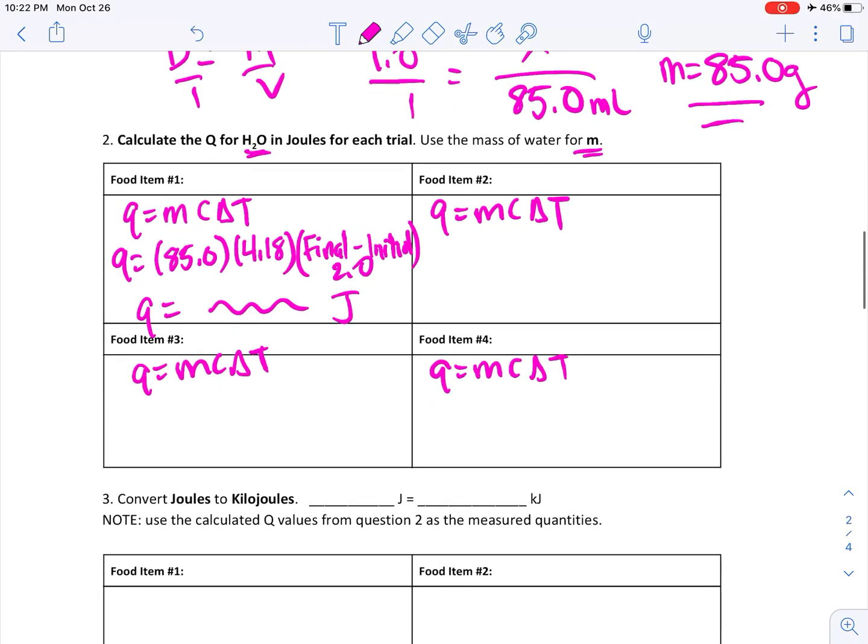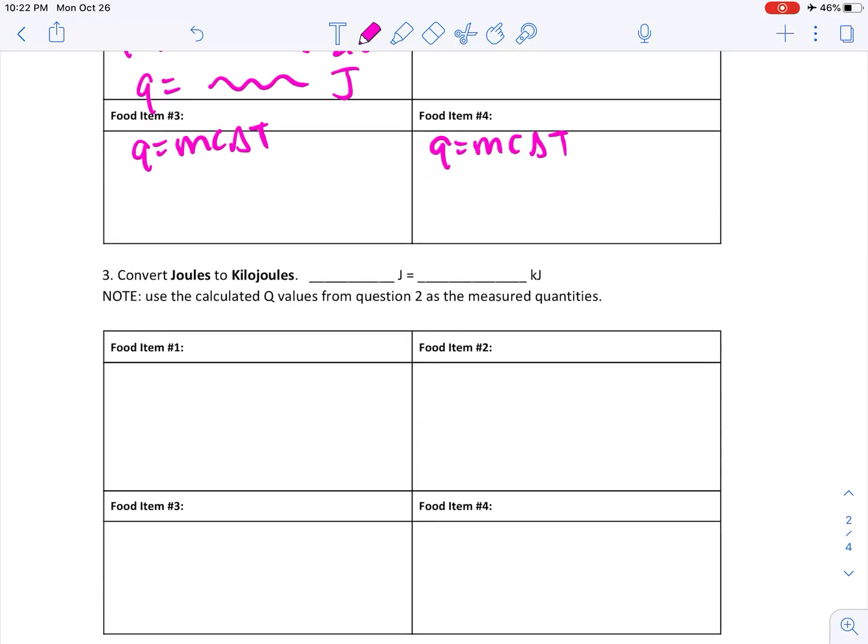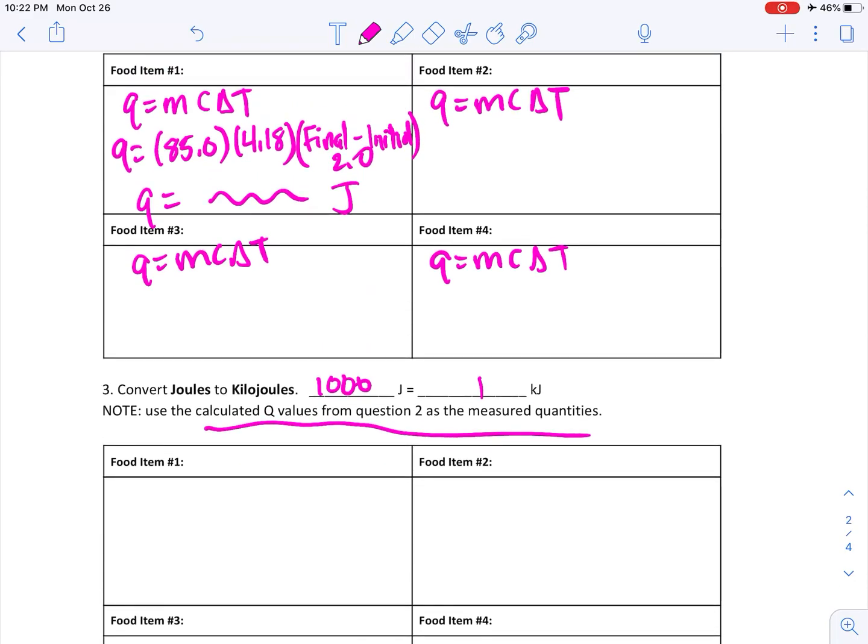Okay? Then I'm going to convert those joules to kilojoules, knowing that a kilojoule is 1,000 joules. Note, use the calculated Q values in question 2 as the measured quantities. So let's just say, for the sake of example, I'm going to do that first one with the made-up data. So 85 times 4.18 times 2. So I will actually solve this. It is 710.6, which really should be to 2 sig figs, so 710, but we'll let that slide.